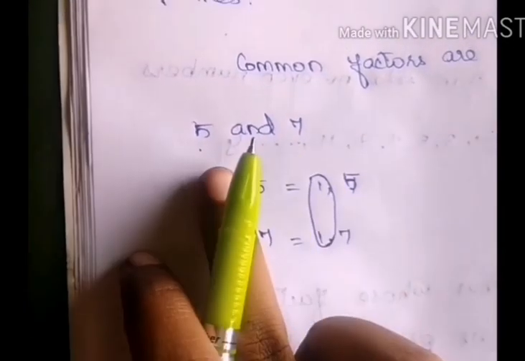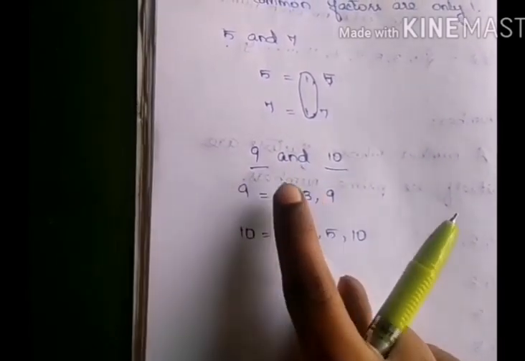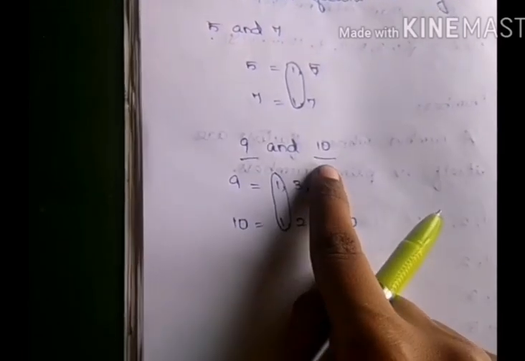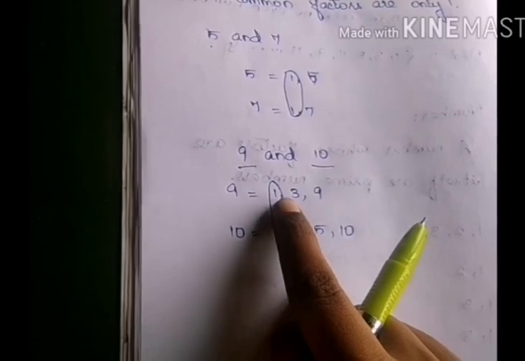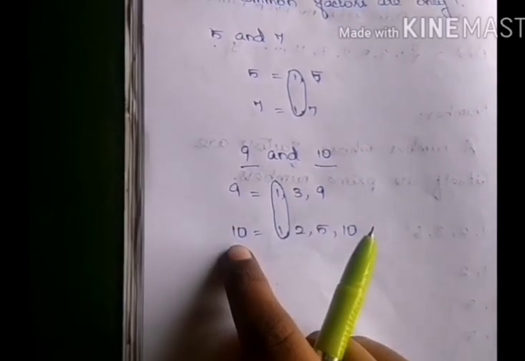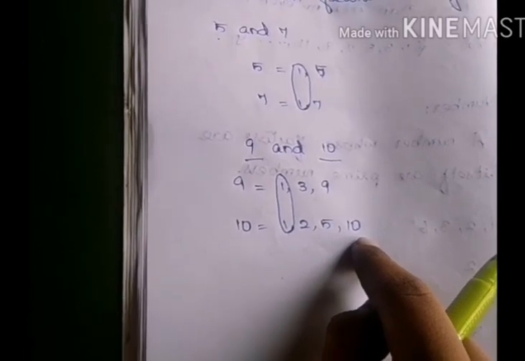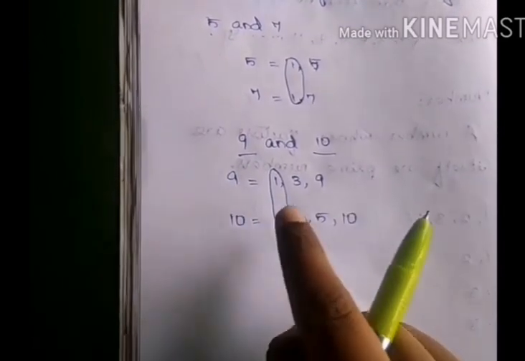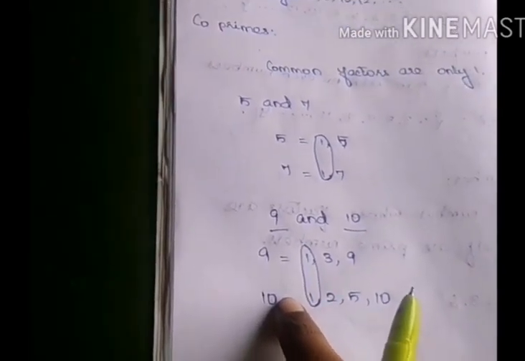It is not necessary that only prime numbers will be coprimes. Let us consider two non-prime numbers, that is composite numbers 9 and 10, where 9 has the factors 1, 3 and 9. 10 has the factors 1, 2, 5 and 10. The common factor for these two numbers is 1 and hence 9 and 10 are coprimes.